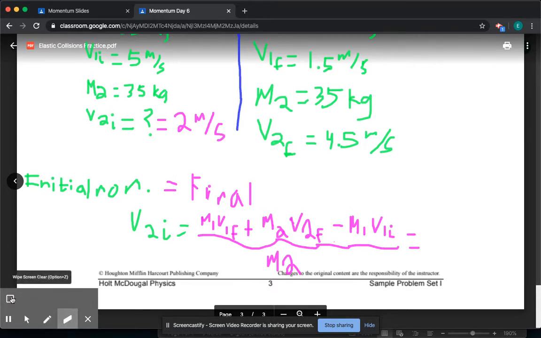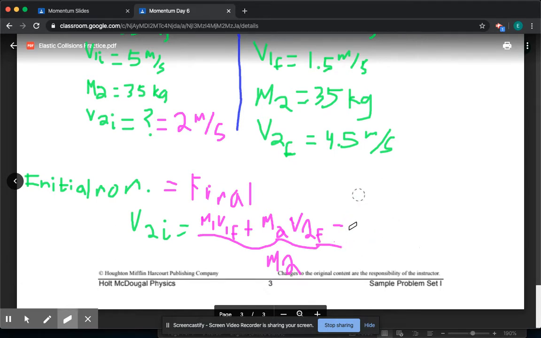Can I make this eraser any bigger? No, I can't. You're going to get that V2I is equal to 2 meters per second. Okay? I need this space to answer the last question.